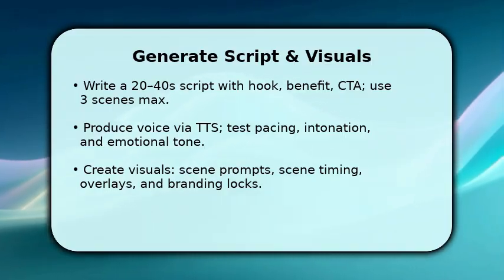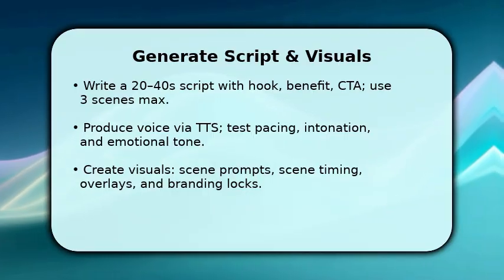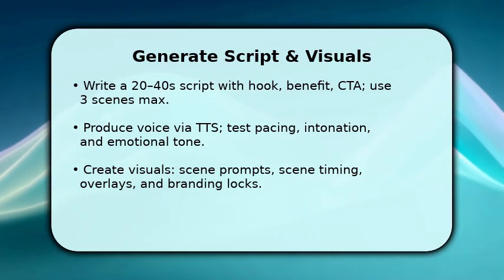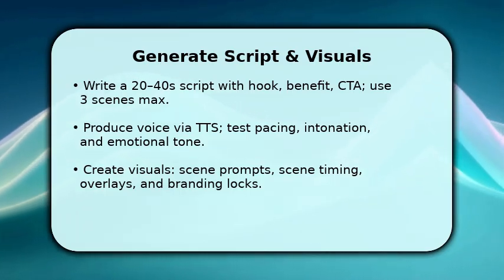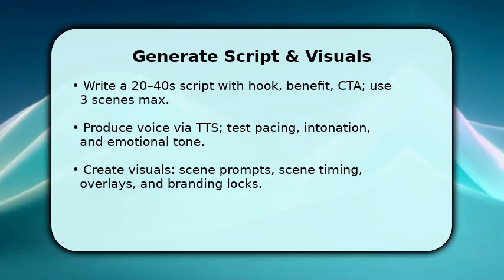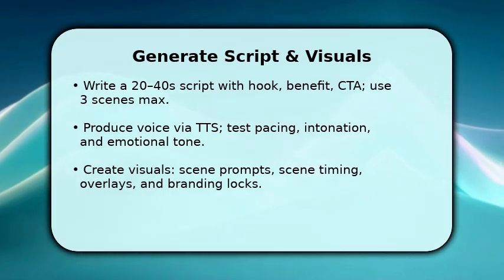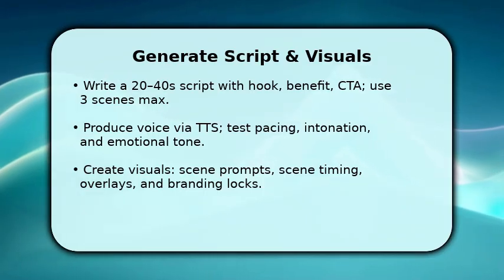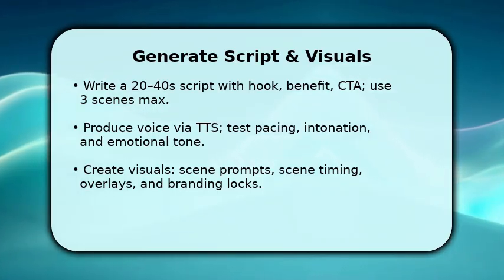Next, generate voice with TTS, adjusting speed and emotion so speech matches visuals. Test 2-3 takes to pick the right cadence. Then instruct the video AI: provide scene prompts, exact timing for each shot, and brand overlays. This ensures visual continuity. Make sure transitions and captions are specified, so the editor produces a polished sequence automatically.